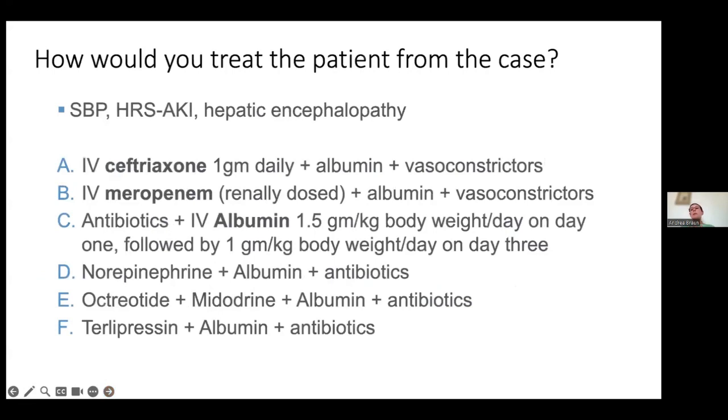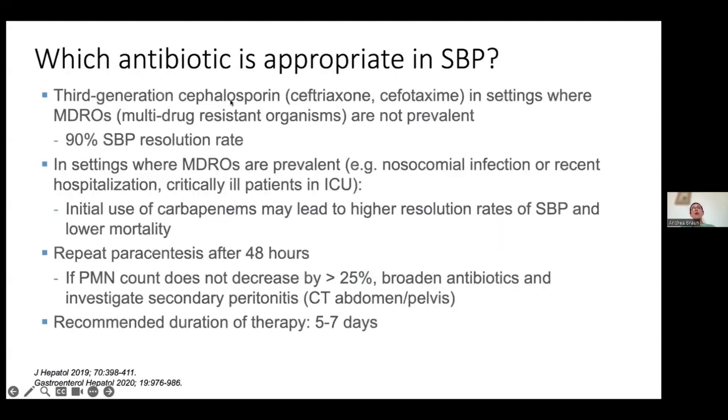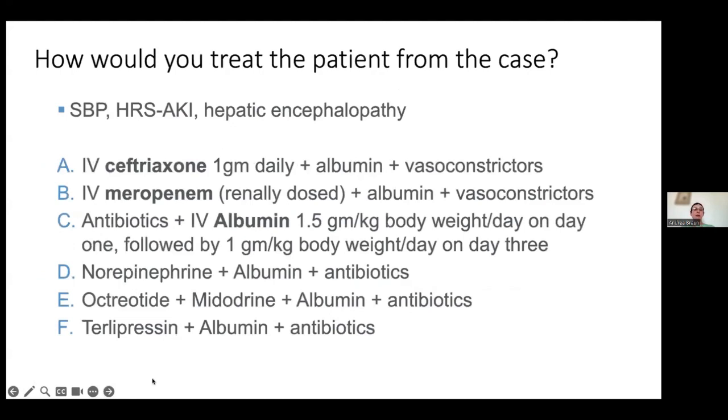So how would you treat the patient from the case with SBP, HRS, AKI, and hepatic encephalopathy? There's a bunch of options, and the answer is that many of them are correct. So I'm just going to go through that and talk about antibiotics, albumin, volume replacement, and then vasoconstrictors, because that's basically the strategies.